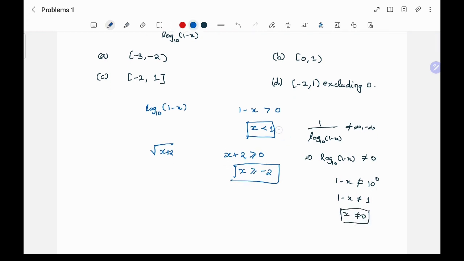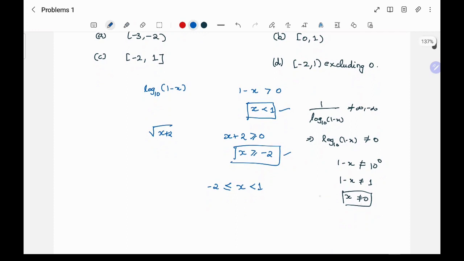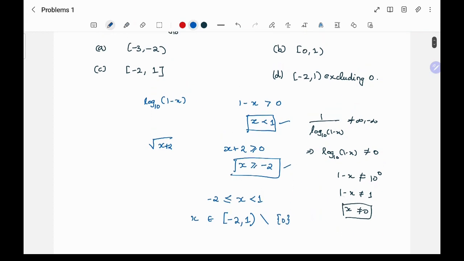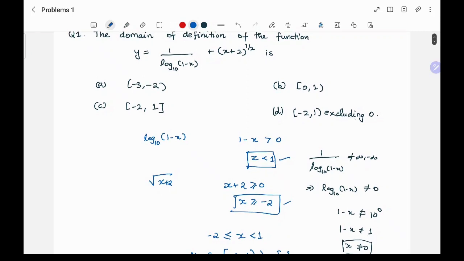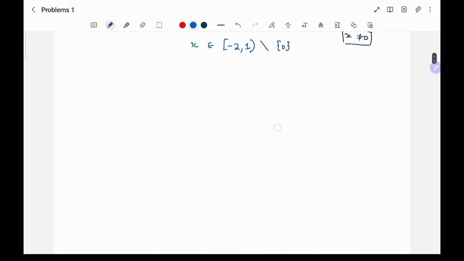So we have these three conditions. x is less than 1, greater than or equal to minus 2, and it is not equal to 0. So what do we write? x belongs to minus 2 comma 1, minus 0, right? This is like a subtraction symbol for sets we can take. So minus 2 comma 1 excluding 0. So option D is the right answer.